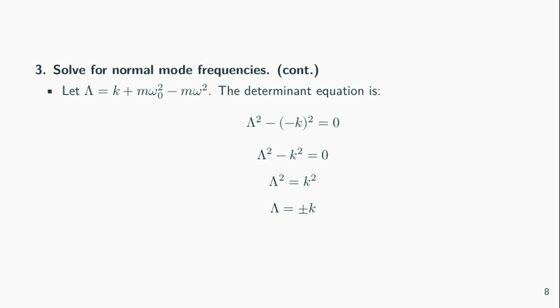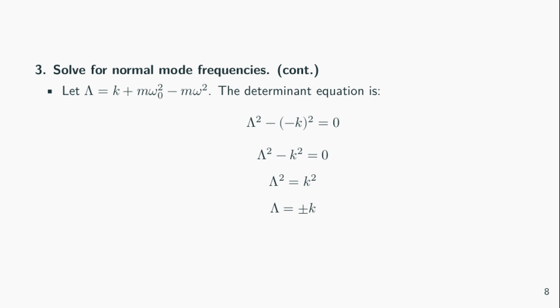Let's make things a little simpler by defining a temporary variable. Let lambda be equal to k plus m omega 0 squared minus m omega squared. Then the matrix looks like lambda, minus k, lambda. The determinant equation is lambda times lambda minus the product of the off-diagonal terms, which is minus k times minus k. So the determinant equation is lambda squared minus k squared equals 0.